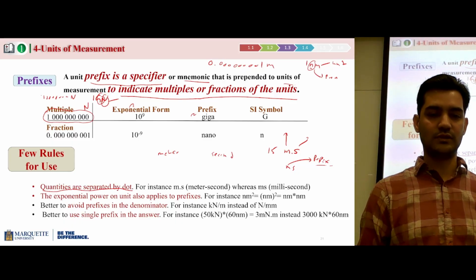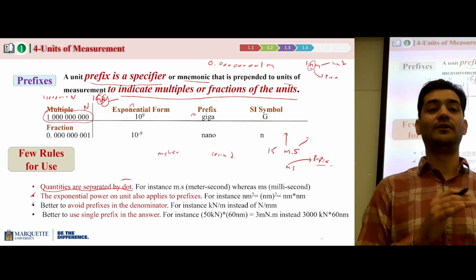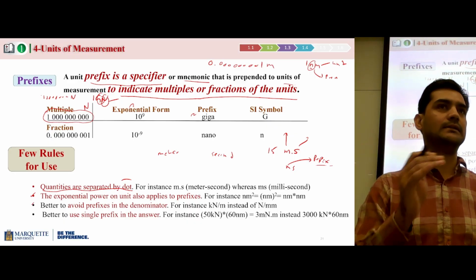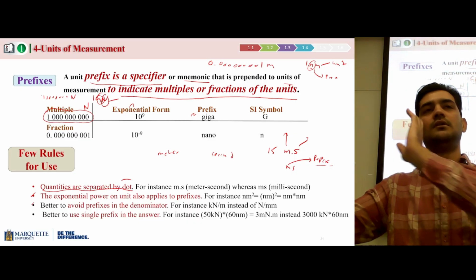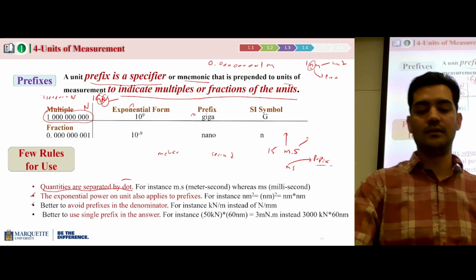You have other rules as well, so that we can know whether it is a prefix or a unit. But for you guys, it's important to understand that you have a numeric value, you have a unit, and you also have a prefix, and that would basically define a quantity.